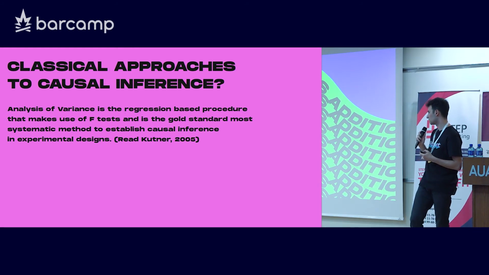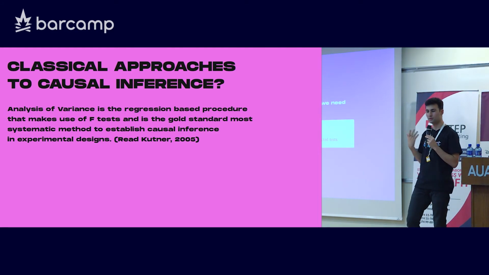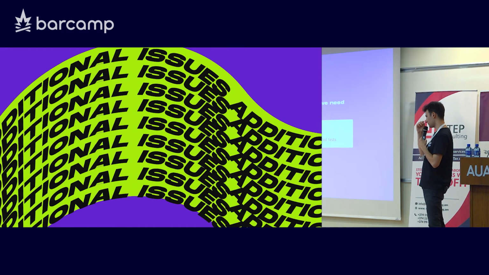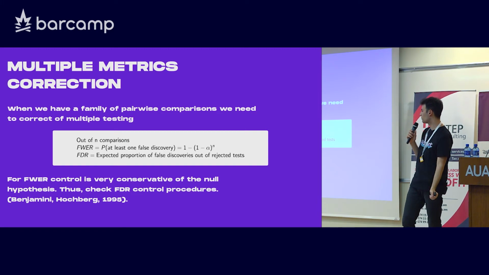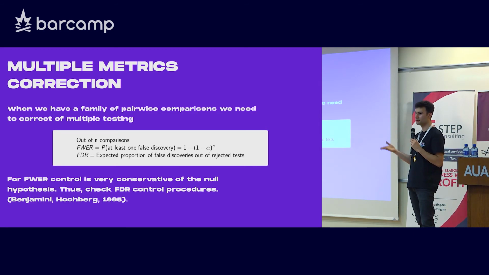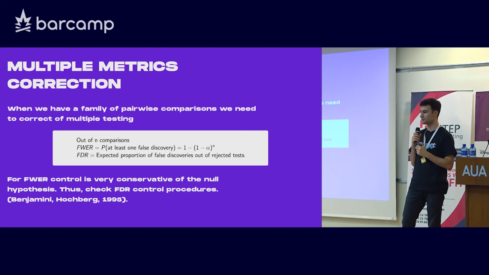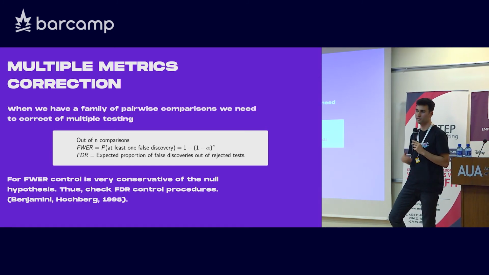Some additional issues are worth mentioning. As we have many metrics that we are testing for, we actually inflate the type 1 errors. And there are two ways to quantify it. The first approach would be the probability of at least one false discovery, which is basically, if we have 10 comparisons, it's actually 40%, not 5%. So to correct for this family of comparisons, we need to reduce the alpha rate, and one way would be to divide by the number of comparisons.